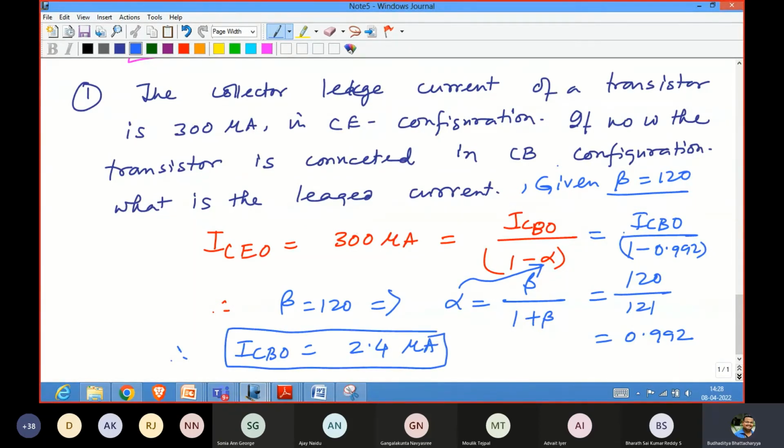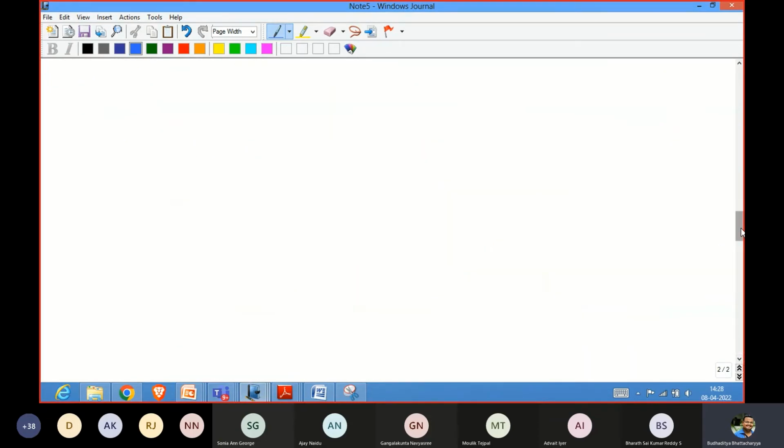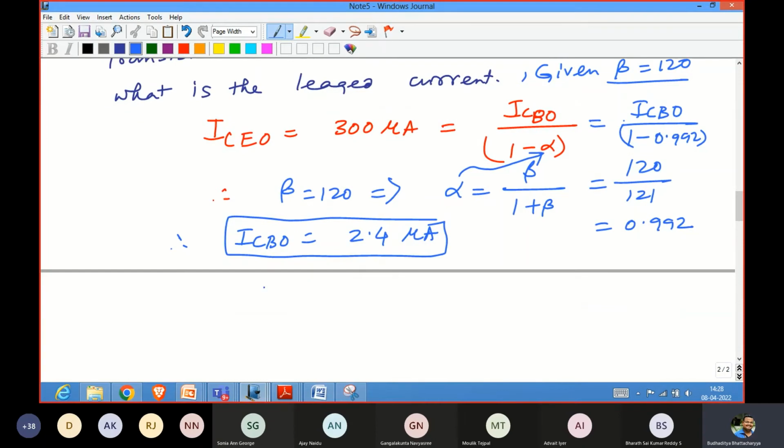So if you observe, ICBO is for the common base, right? Common base current. Can anyone quickly do this calculation and tell me if it is correct? I'm just having a doubt over here. 300 microamps multiplied by 1 minus 0.992. Can anyone quickly do it and tell me what the answer will be, and whether it is correct?